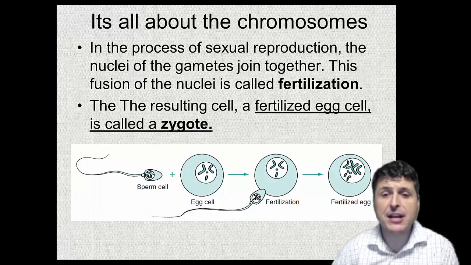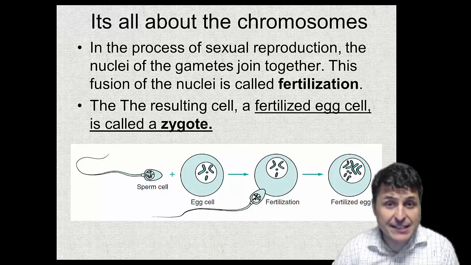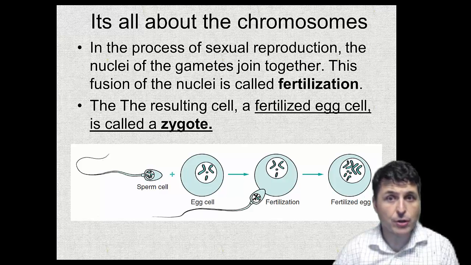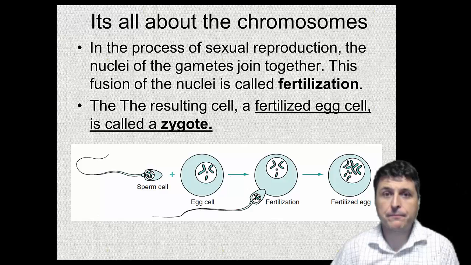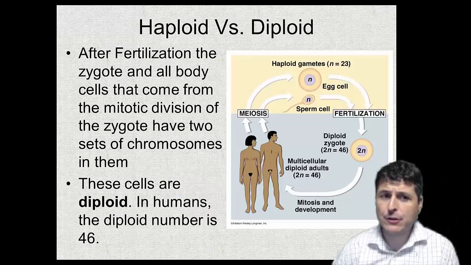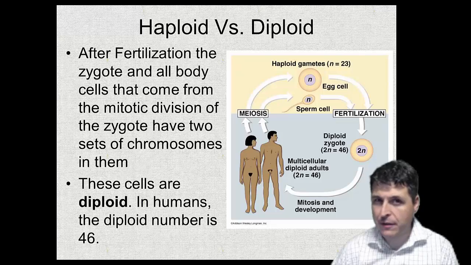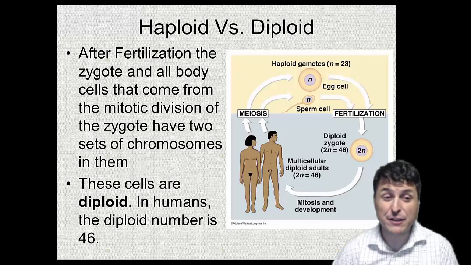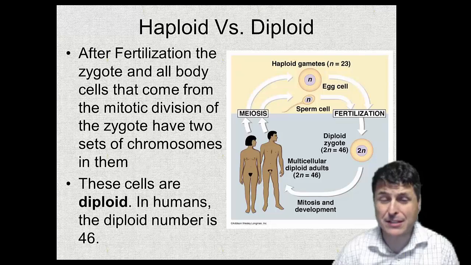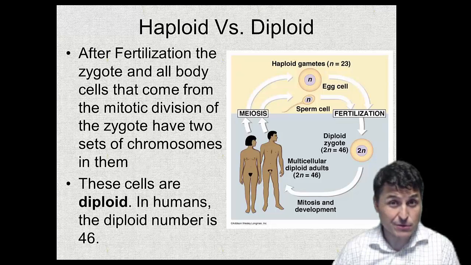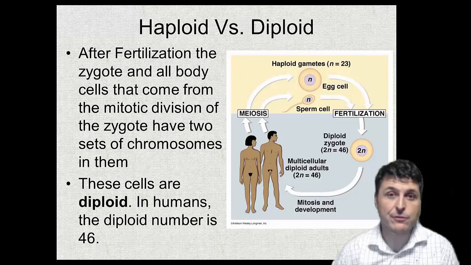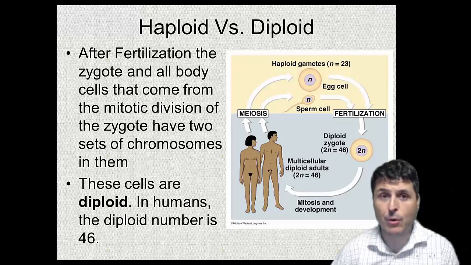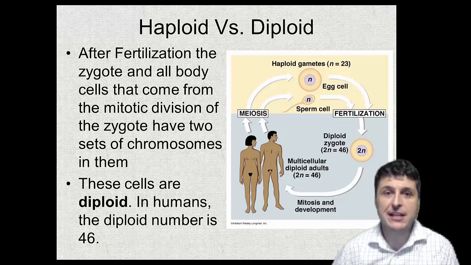In the process of sexual reproduction, the nuclei of these gametes will join together in a process called fertilization. The resulting cell, a fertilized egg, is called a zygote. After fertilization, the zygote and all of the body cells that come from the mitotic division of that zygote will have two sets of chromosomes. Because the zygote and the cells that follow have two sets of chromosomes, we say that they're diploid. So the diploid number for the typical human is going to be 46 chromosomes.